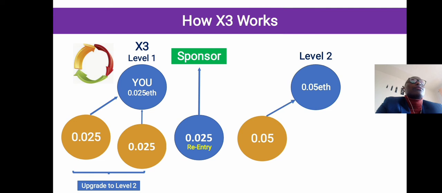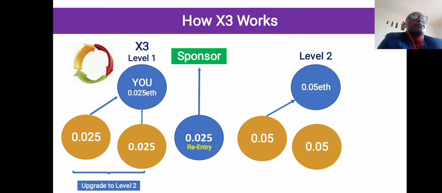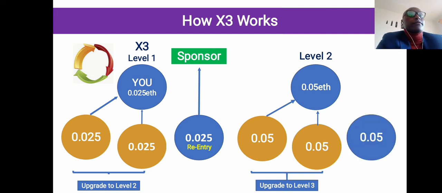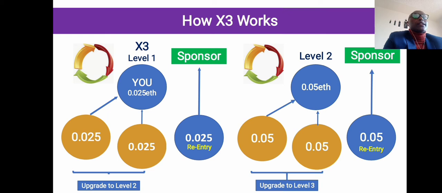The same applies to slot 2. As you can see, the cost is 0.05 Ethereum, so it's twice as expensive as the previous one, and it works the same way. You make the first two direct sales, you make 100% of it, and for the third one, it goes to your upline lineage and makes a re-entry, so that you can continue transacting on this slot. All right.